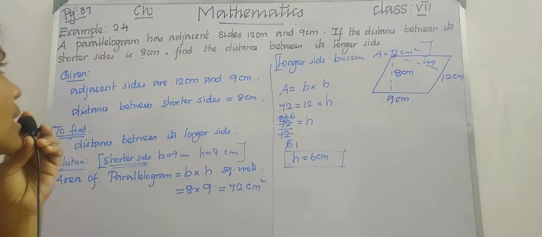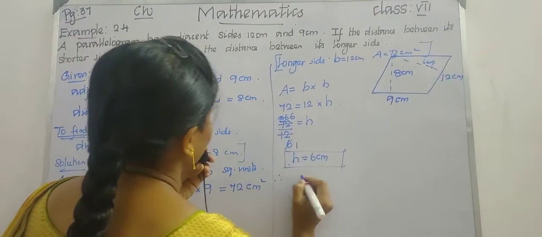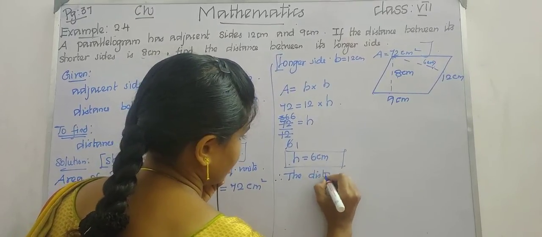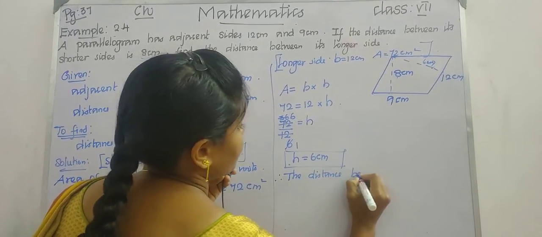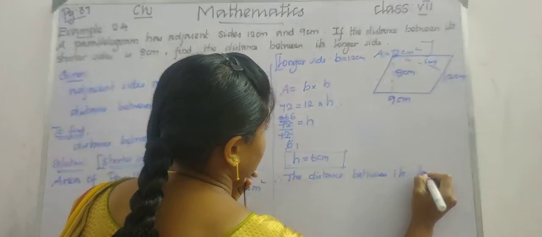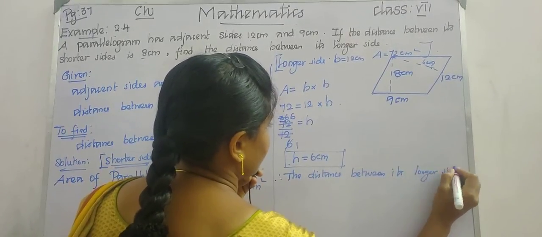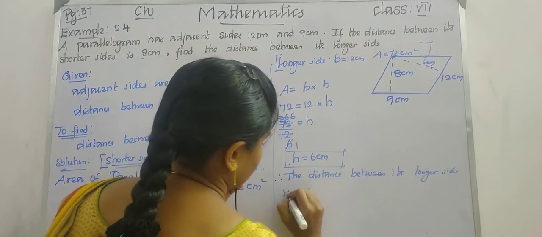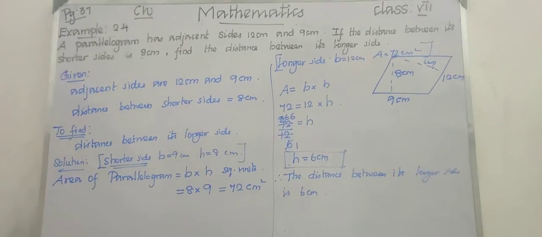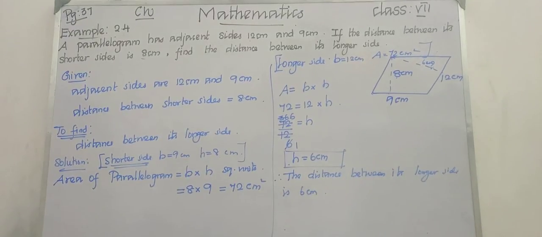Okay, children. So at the last we can write, therefore the distance between the longer sides is 6 centimeter. Okay, children. So write this and complete. Is it clear? So copy this in your classwork notebook.